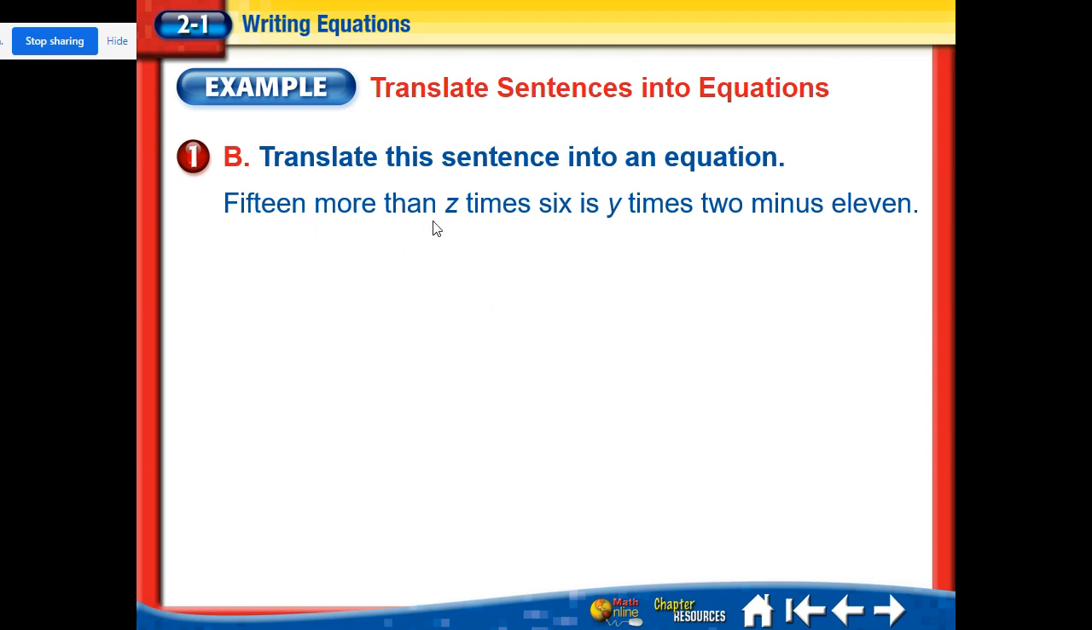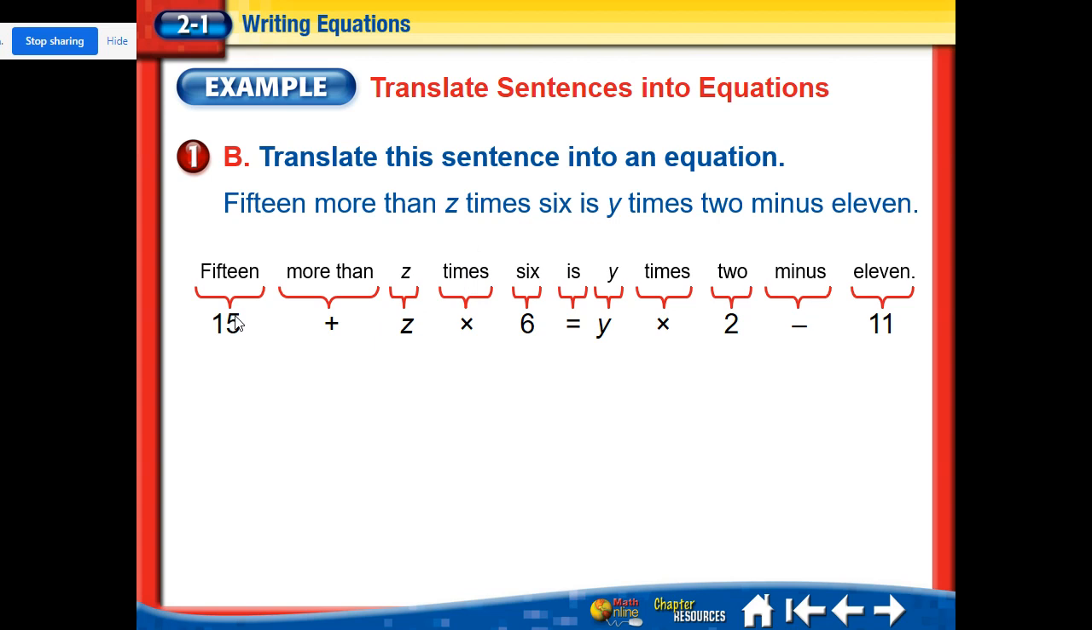Translate this equation. 15 more than z times 6 is y times 2 minus 11. All right, so just breaking it down each part. 15 is a 15. More than, plus. z times 6 is y times 2 minus 11. All right, some cleaning up. The times here we can just write as 6z. Same thing over here, we can write as 2y. So 6z and 2y, the 15 plus, and then the minus 11. And there's your answer.